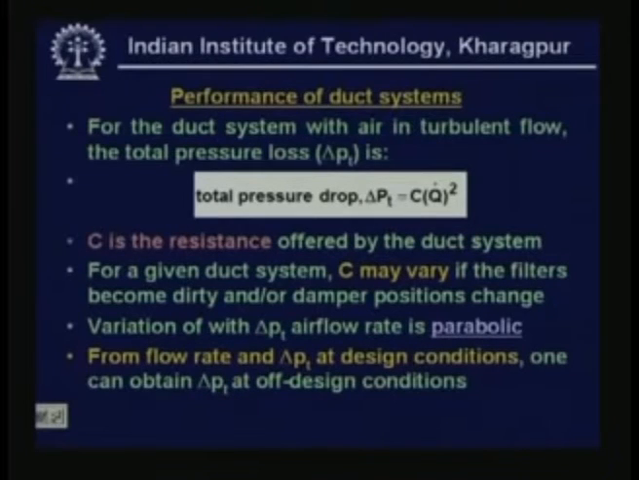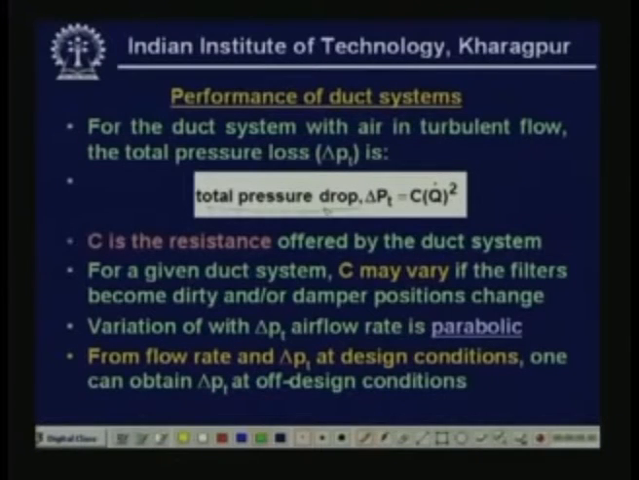For a duct system with air in turbulent flow, the total pressure loss delta Pt is found to be proportional to the airflow rate. Okay. Total pressure drop includes frictional as well as dynamic losses. So, it is observed that if the airflow is turbulent in nature, this is proportional to the square of the airflow rate.